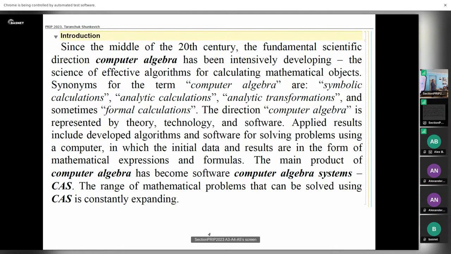Some words about computer algebra at all. Such a fundamental scientific direction as computer algebra has been developed since the middle of the 20th century. There are a lot of terms describing this field, symbolic calculations, and so on, as you can see on the slide. But for now, the main product of computer algebra is computer algebra systems. They are powerful systems which can solve a lot of different tasks in algebra and not only algebra.